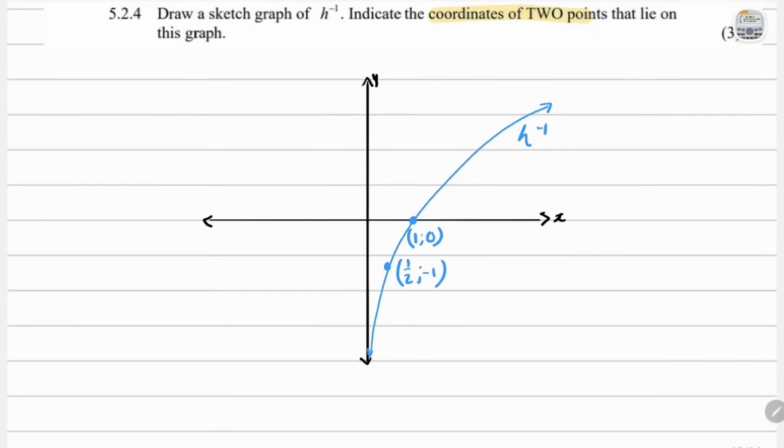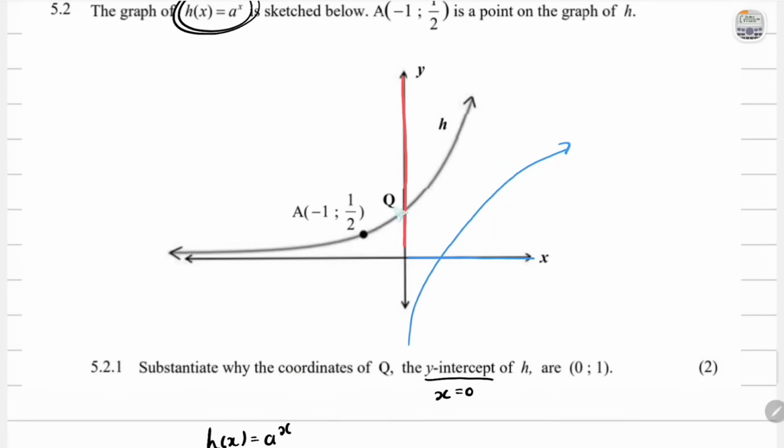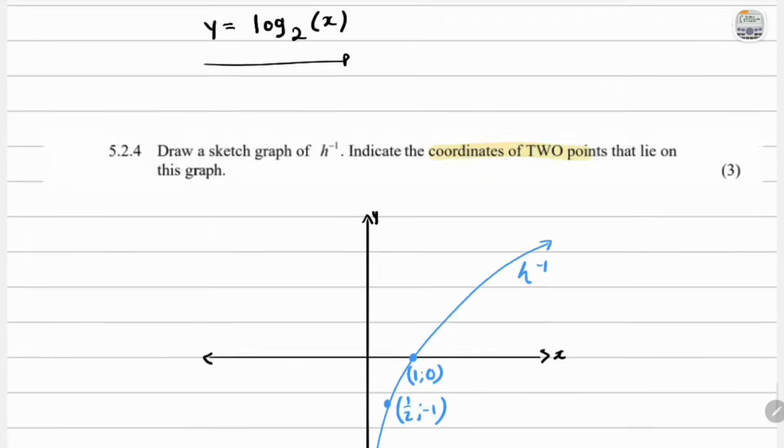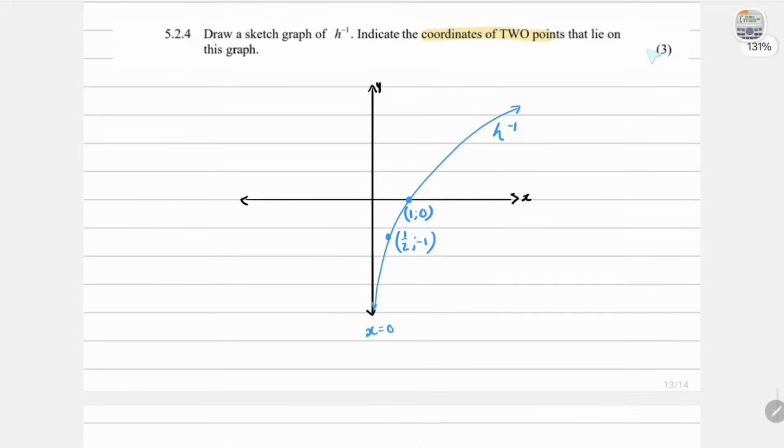If you like, you can also show them that there is an asymptote, because here this graph is moving closer and closer to the x-axis. So this graph has a horizontal asymptote of y equals 0. And this one will have a vertical asymptote of x equals 0. And there we go, that is our graph.